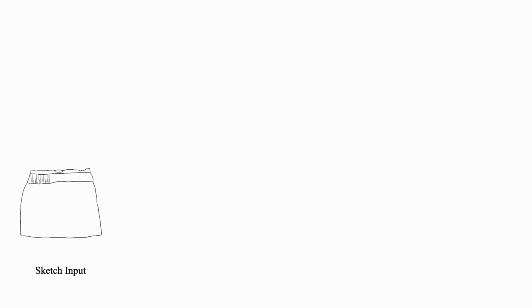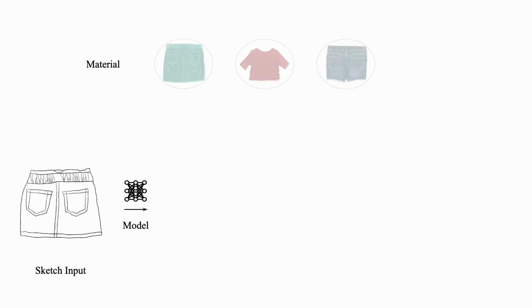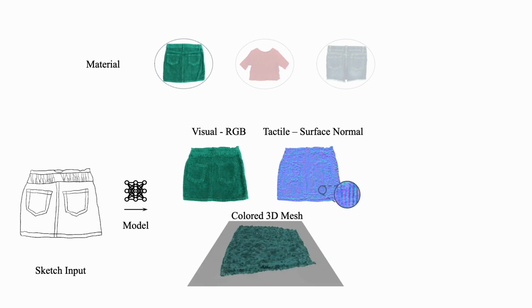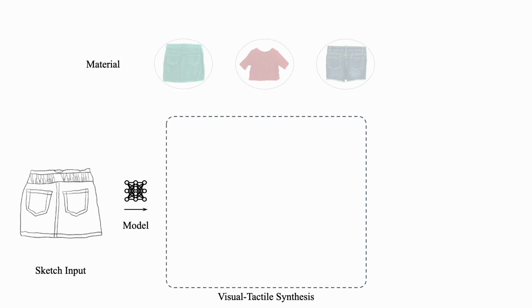Three simple steps to fill your sketch. First, draw a sketch. Second, choose a material, for example, the green skirt. Third, run our model. You will get a visual RGB image, a tactile geometry map, and auxiliary 3D meshes derived from the outputs. We train one model for each material.